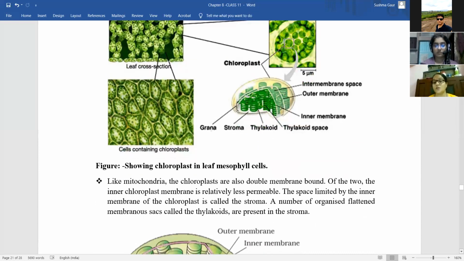They are involved in the photosynthesis process, and that process will occur in the plastid. Inside the plastid, thylakoid and lumen will be there. So now we are going to study plastid.